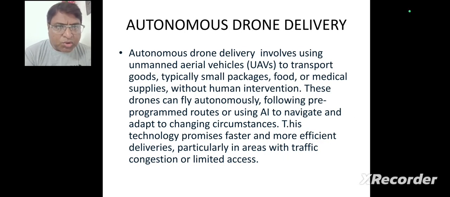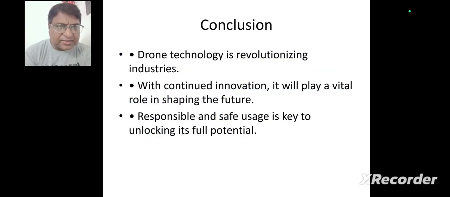Now I will discuss autonomous drone delivery. Autonomous drone delivery involves using unmanned aerial vehicles to transport goods, typically small packages, food and medical supplies, without human intervention. These drones can fly autonomously, following pre-programmed routes or using AI to navigate and adapt to changing circumstances. This technology promises faster and more efficient deliveries, particularly in areas with traffic congestion or limited access.